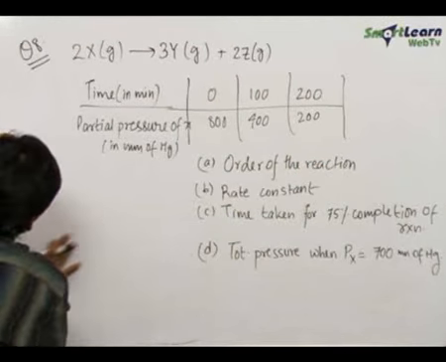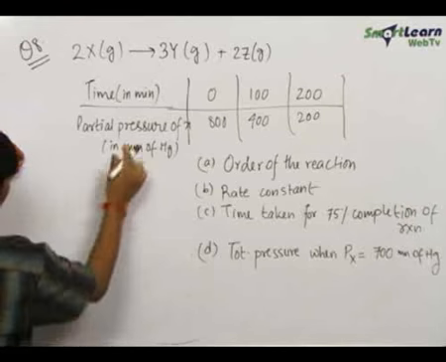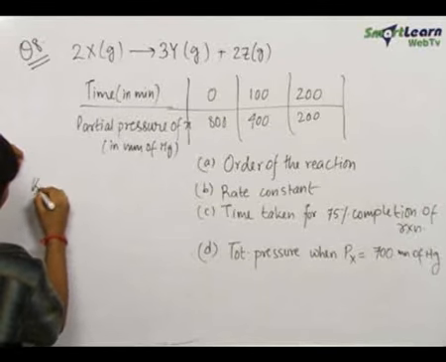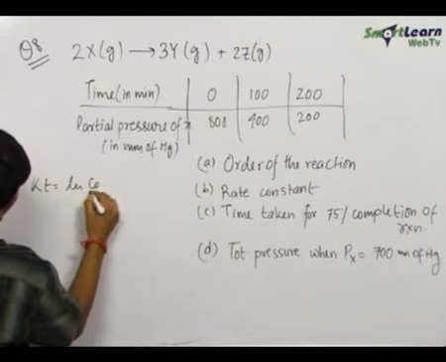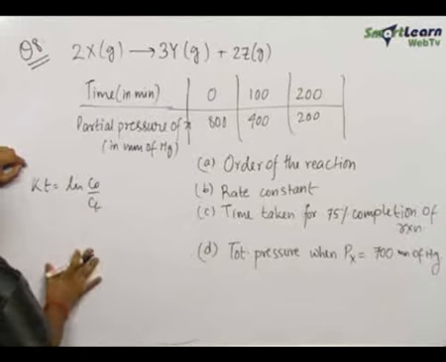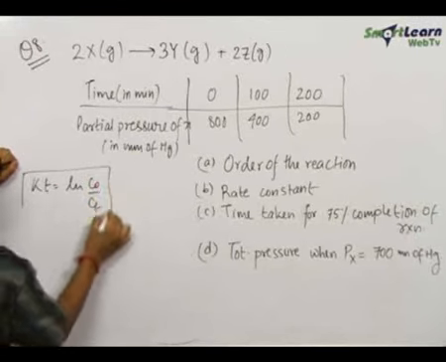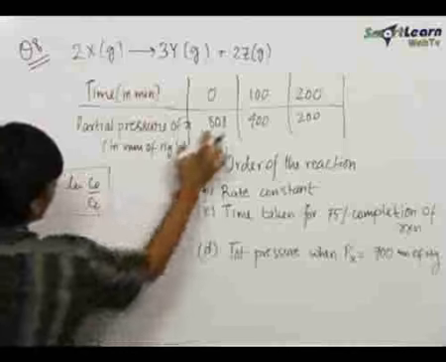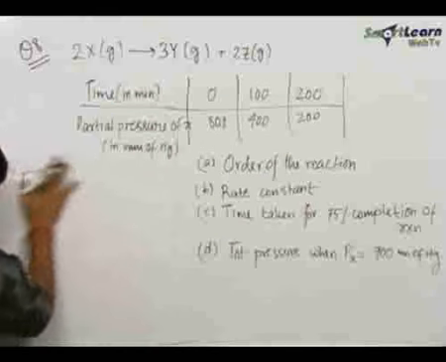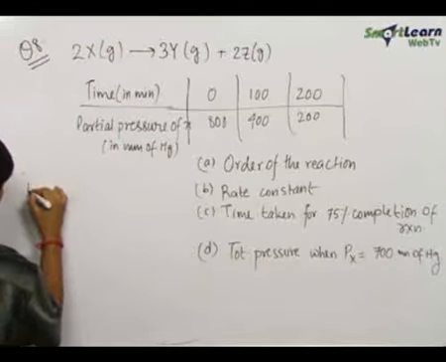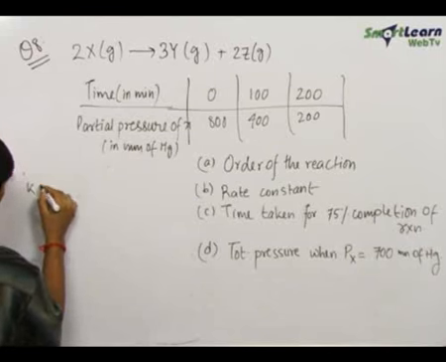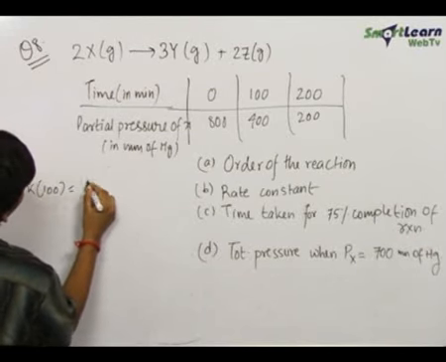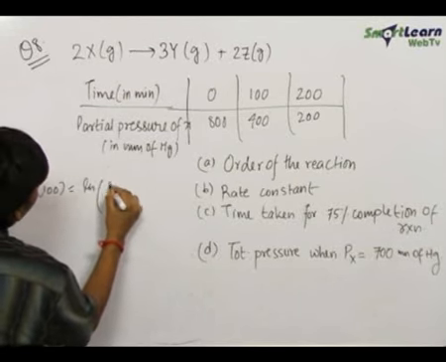So, for finding out the order of the reaction, you can use Kt is equal to ln C naught upon Ct. Let us check if it is a first order reaction. If it is a first order reaction, it should follow this. Therefore, let us write this for this to this and this to this transition. Therefore, K into 100 is equal to ln of 800 upon 400.